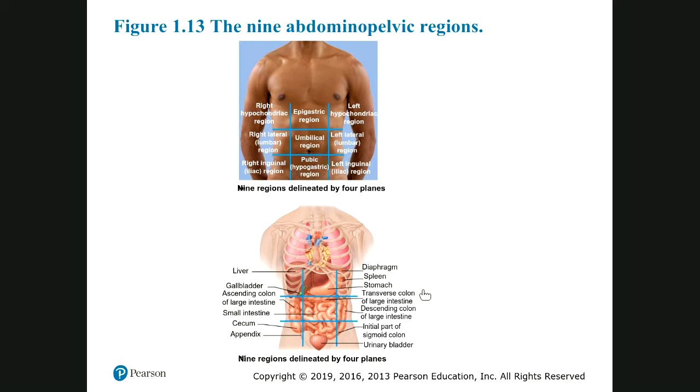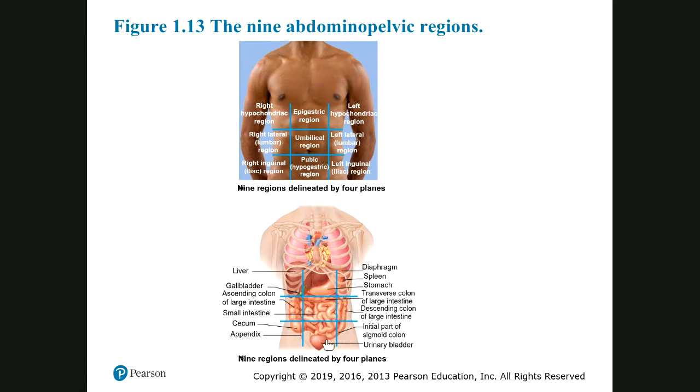You can see those organs that are going to be found in each one of those 9 abdominal pelvic regions. So our liver will be found in the right hypochondriac region. The spleen will be found in the left hypochondriac region. The stomach, the majority of it is going to be found in the epigastric region. Let's go to our right lumbar region. Our right lumbar region, we're going to find the ascending colon. In our left lumbar region, we're going to find our descending colon. On the left inguinal iliac region, we're going to find the sigmoid colon.